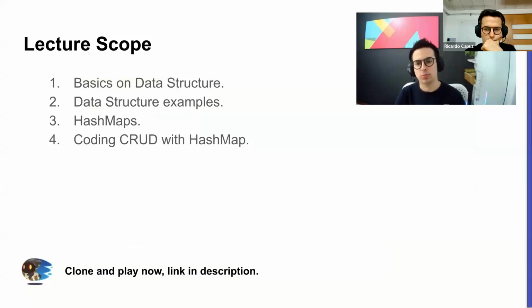So let's check our scope for this lecture then. We will explore the basics of data structures, name some of them, and present their trade-offs. After that, we will explain briefly what a HashMap is and how it works, and that will prepare you for the CRUD coding session.